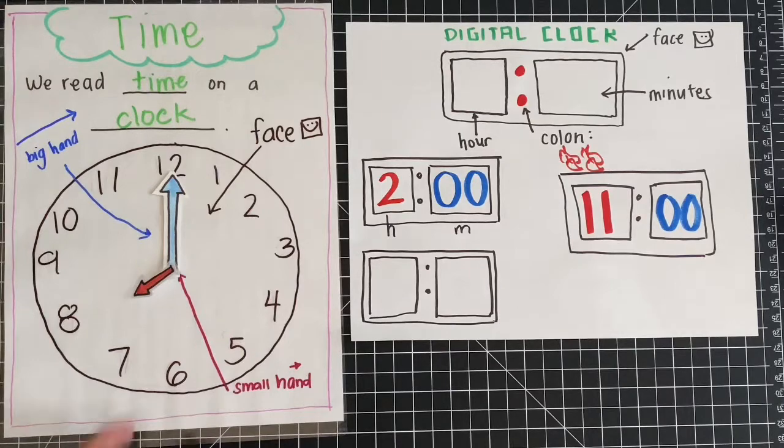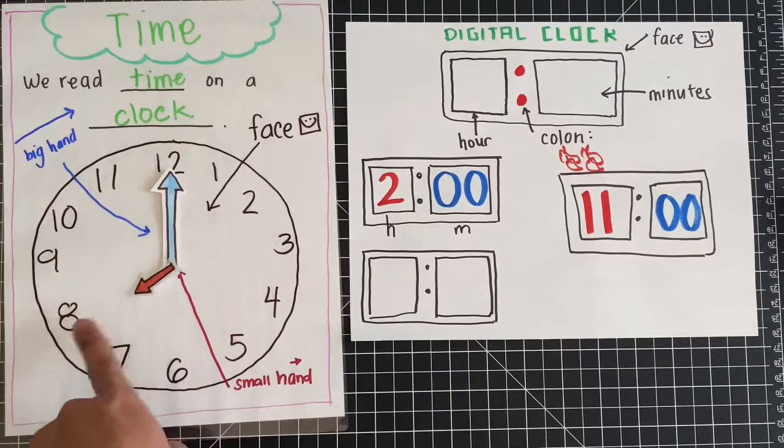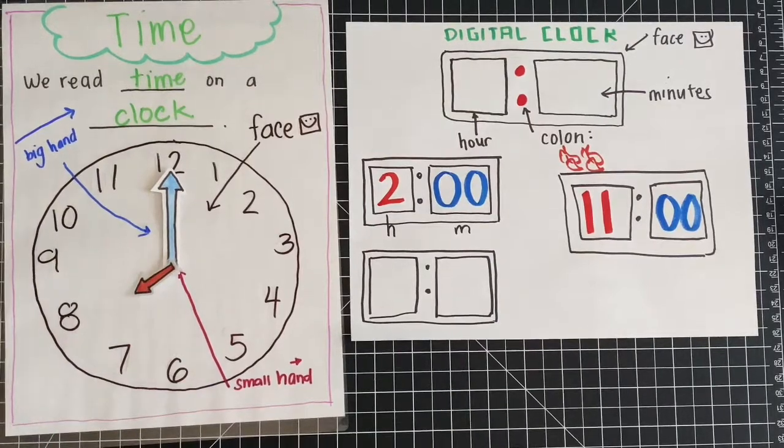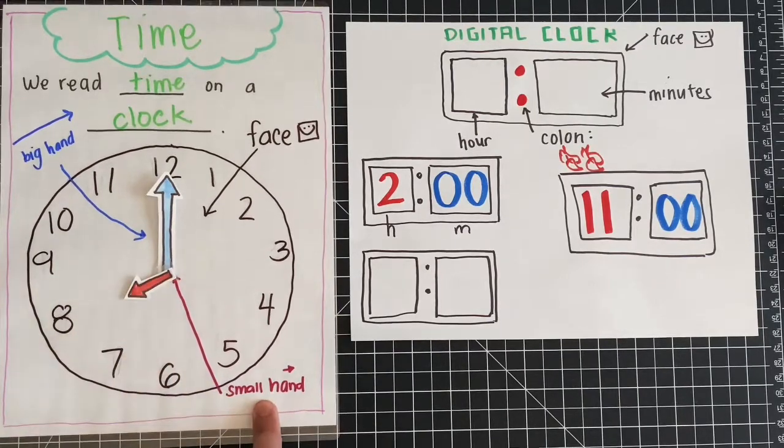How do we read the hour? What do we use to read the hour? Do we read this arrow or this arrow? Yeah, we read the hour by looking at this smaller arrow here, and it's called the small hand. The small hand tells us the hour.